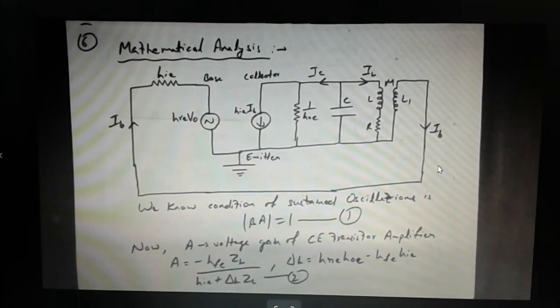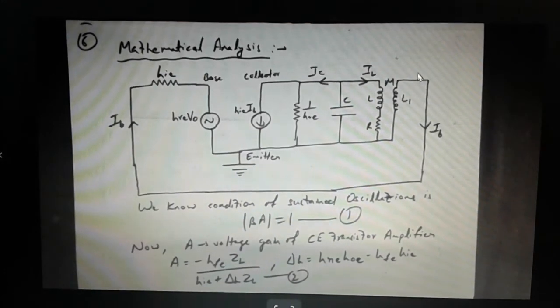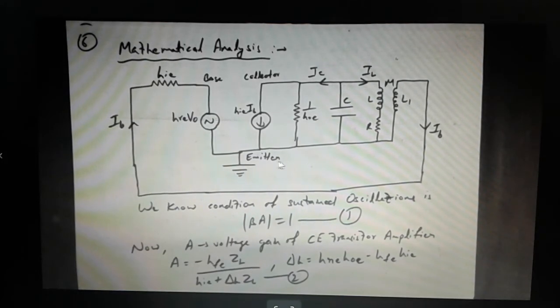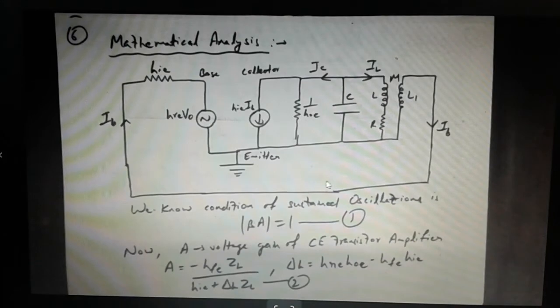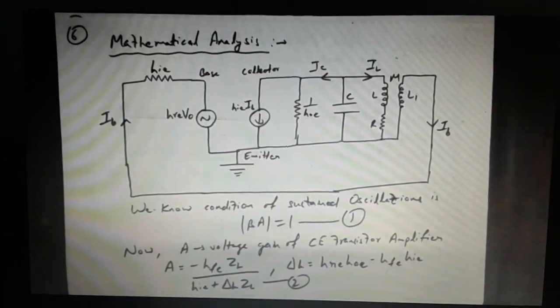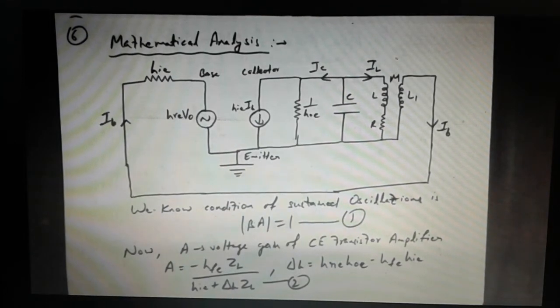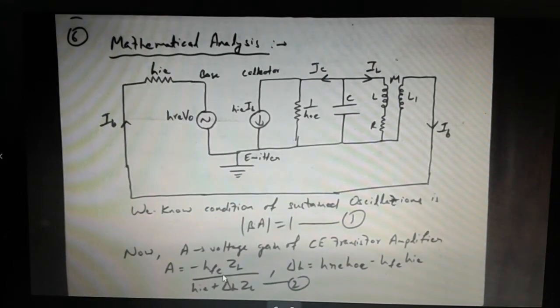So the input current is IB, and the output current is IC. I think it won't be a major problem for you to learn this circuit diagram. Now in the mathematical analysis you can see that Aβ equal to 1 is the main condition for sustained oscillations. Here the voltage gain A of a common emitter transistor amplifier, that we have also studied in our previous chapter of H parameters, so we use that formula directly: hfe ZL over hie plus delta h ZL.